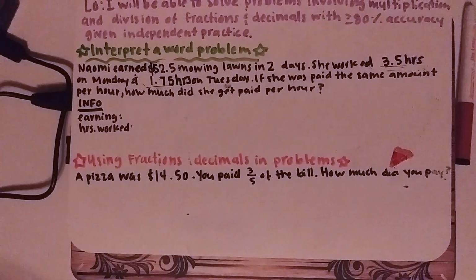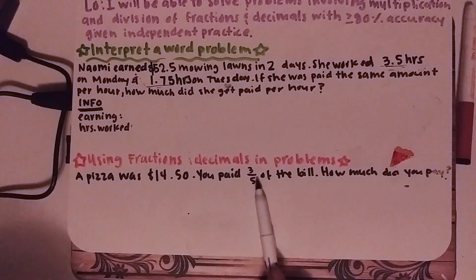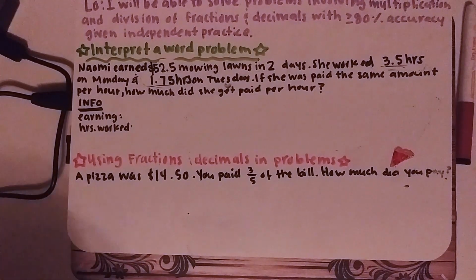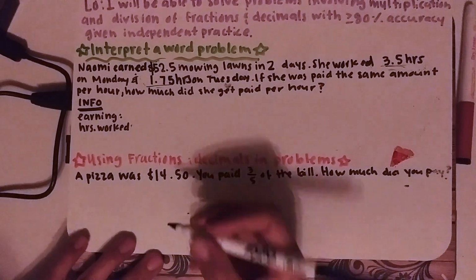Okay, here we go. This one right here. So this one says we're going to use fractions and decimals in problems. So a pizza was $4.50 and you paid 3/5 of the bill. How much do you pay? Now when you want to do, okay, you paid this much and it gives you that in fraction form, you have to multiply. Okay, so for instance, if we say my water bottle holds 300 milliliters and yours holds 1/2 of it, you multiply.